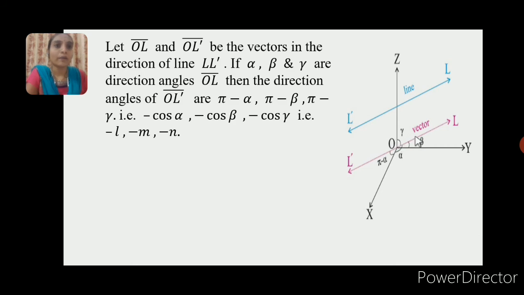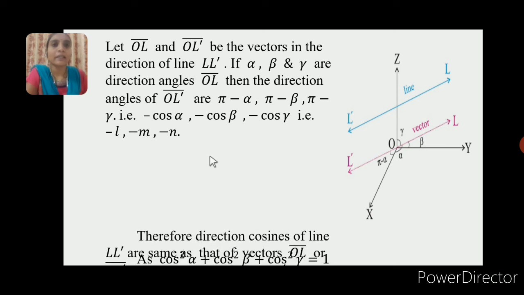Let OL bar and OL dash bar be the vectors in the direction of line LL dash. If alpha, beta, gamma are the direction angles of OL bar, then the direction angles of OL dash bar are pi minus alpha, pi minus beta and pi minus gamma. That is, cos of pi minus alpha is minus cos alpha, cos of pi minus beta is minus cos beta, and cos of pi minus gamma is minus cos gamma. That is minus L, minus M, minus N.